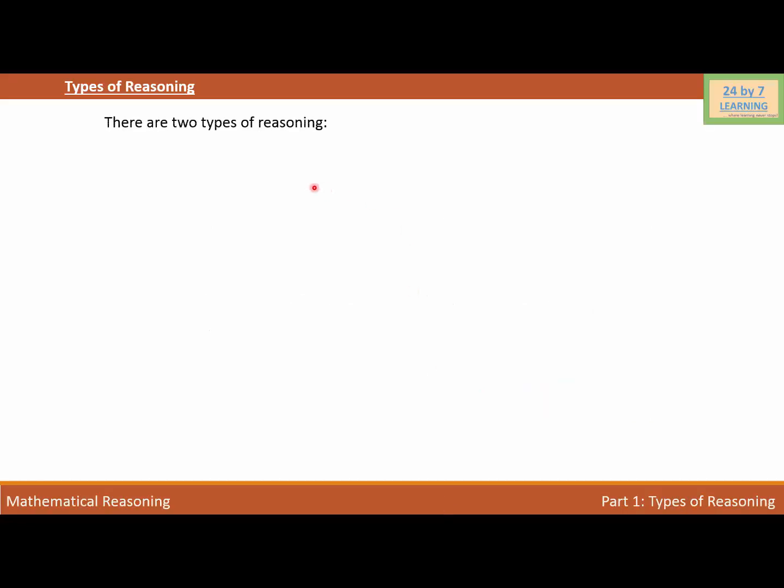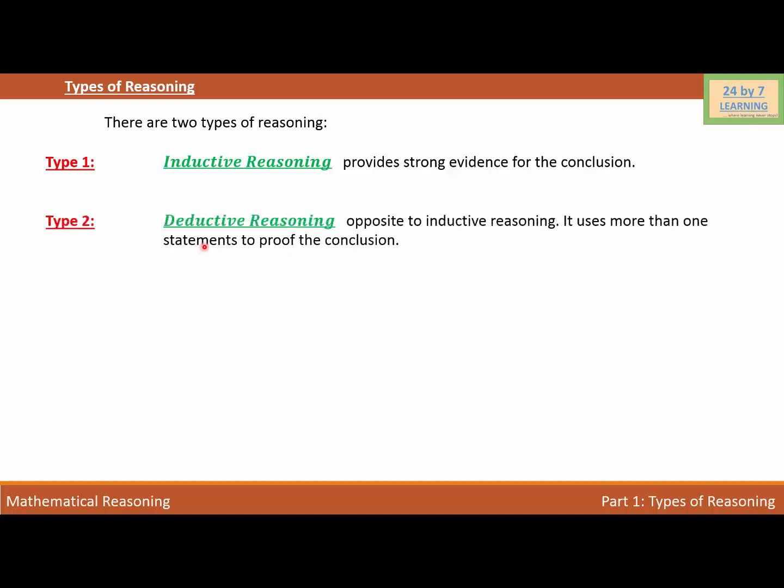There are two types of reasoning. The first type is inductive reasoning that provides strong evidence for the conclusion. Type 2 is known as deductive reasoning. Opposite to inductive reasoning, it uses more than one statement to prove the conclusion. In other words, we can say that inductive reasonings are the statements that provide the evidence for the conclusion in their own statements. But deductive reasoning needs more than one statement to prove and find the conclusion.